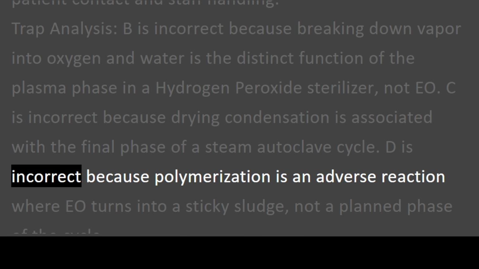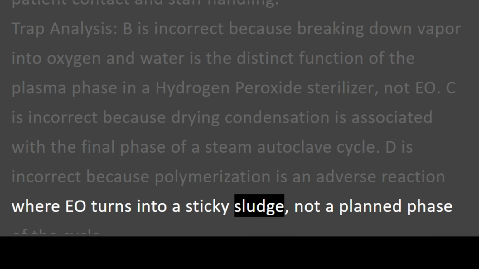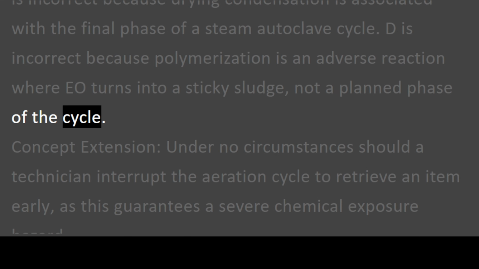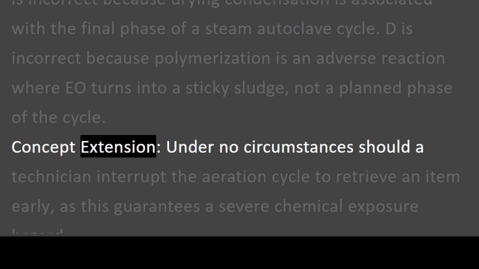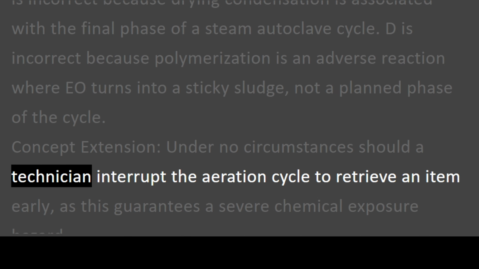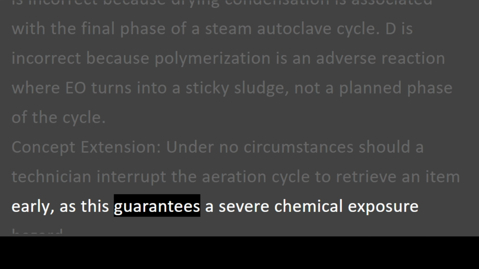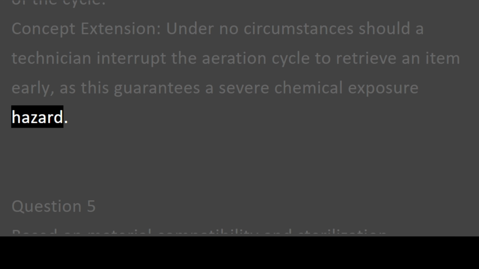D is incorrect because polymerization is an adverse reaction where EO turns into a sticky sludge, not a planned phase of the cycle. Concept extension. Under no circumstances should a technician interrupt the aeration cycle to retrieve an item early, as this guarantees a severe chemical exposure hazard. Question 5.